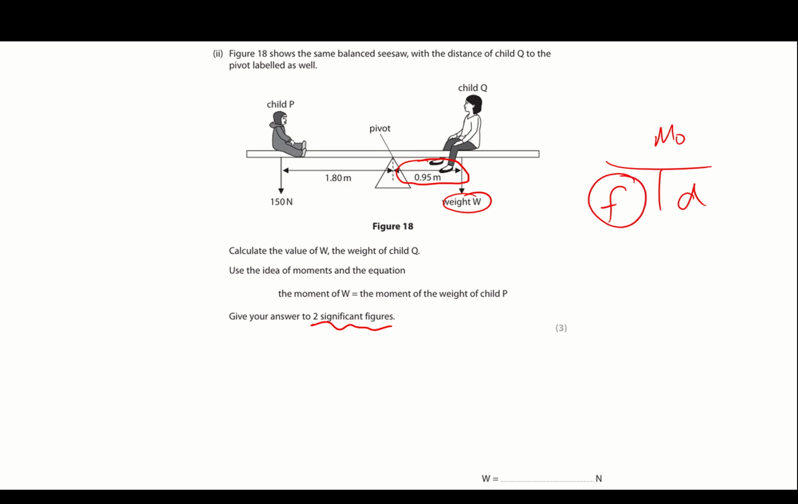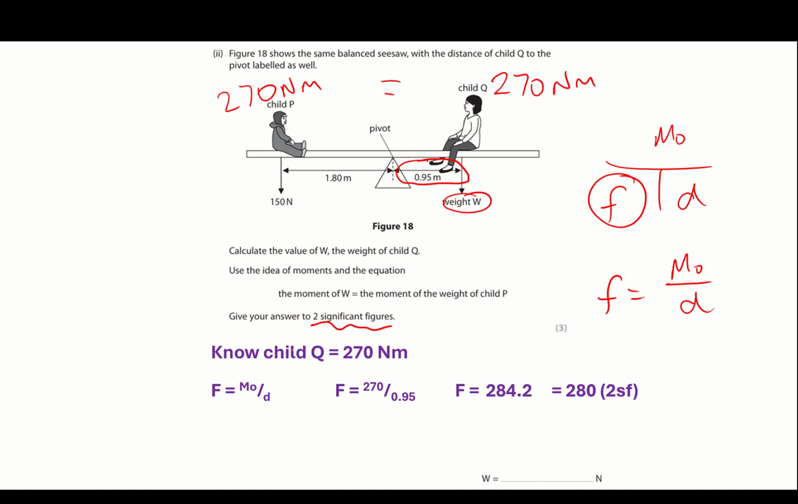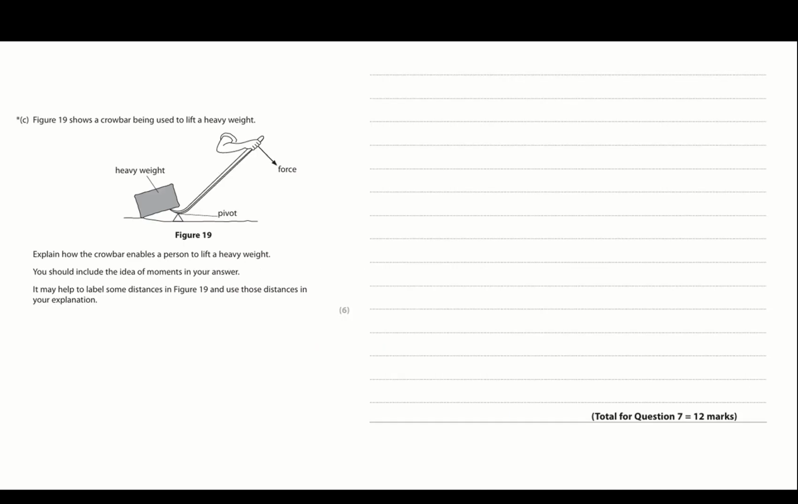So we want the force, which is the weight, and we can see that that's going to be the turning moment divided by the distance. The turning moment we had from the previous question, where we found out that child was 270 Newton meters, so that must be equal to this child's. And then we're ready to just put the numbers in. So we know child Q is 270 Newton meters. If we then divide that value by the 0.95 meters, we get 284.2. We want to go to two significant figures, so we look at the 8 and we look at the number behind it, and that's a round down, 280 newtons.